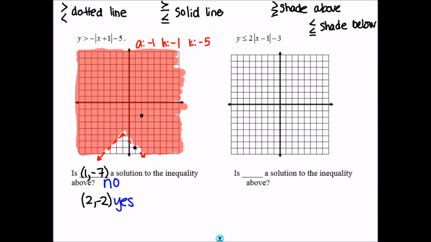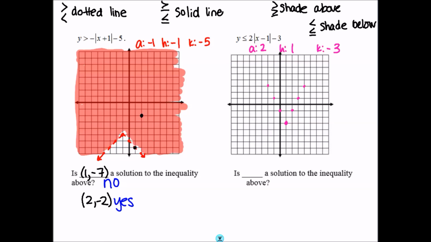Let's take a look at the next example. We have y is less than or equal to 2 times the absolute value of x minus 1 minus 3. So if we write out a, h, and k, a is 2, h is 1, and k is -3. So I'm going to start my graph at the point h, k, which is 1, -3. Now, since a is 2, that means I'm going to go over 1 and up 2 for my graph.